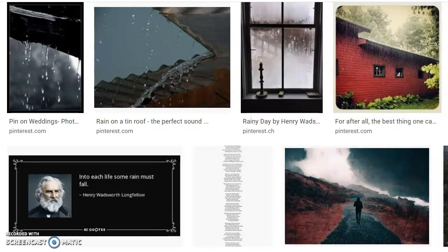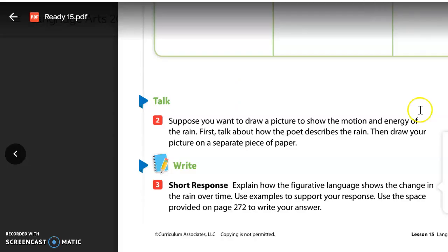You can definitely research and look up his poem and the rest of it. And then there he is. Into each life some rain must fall. That's a really good quote. Something to mean that not every day is going to be absolutely perfect. So, all right, back to our passage.